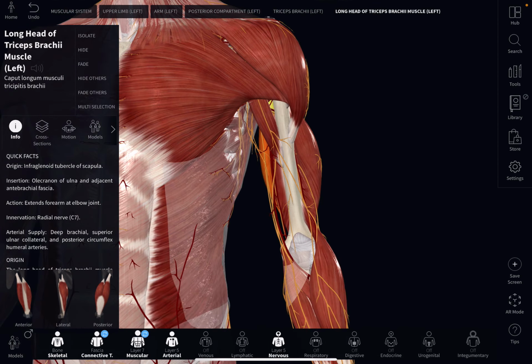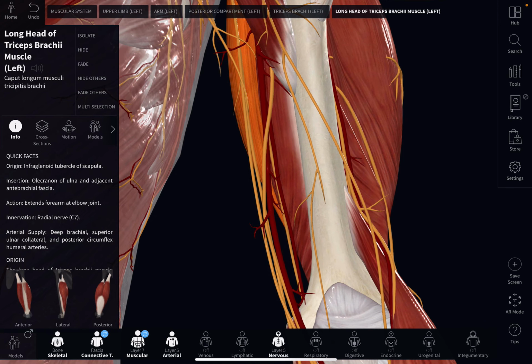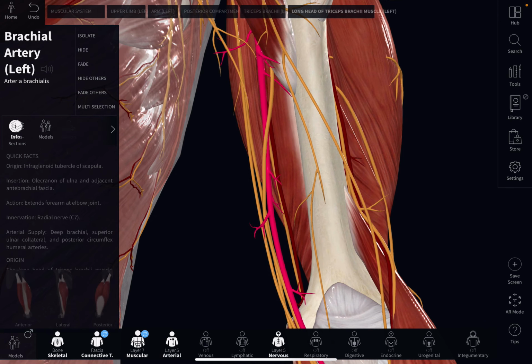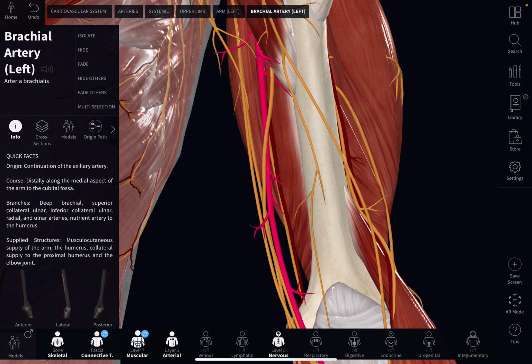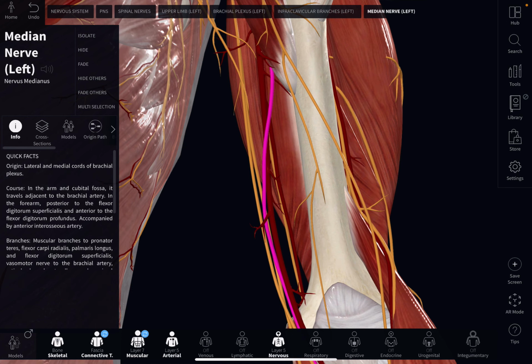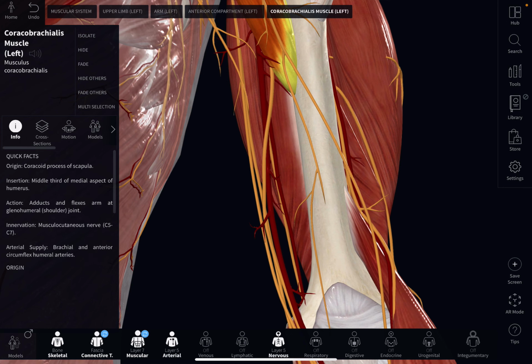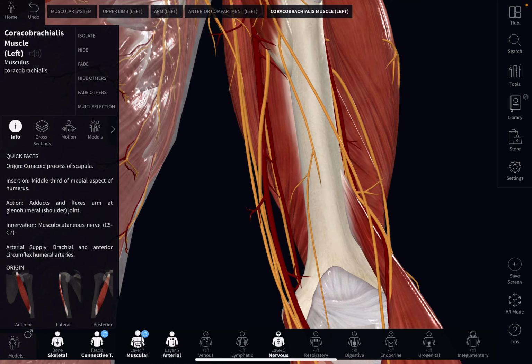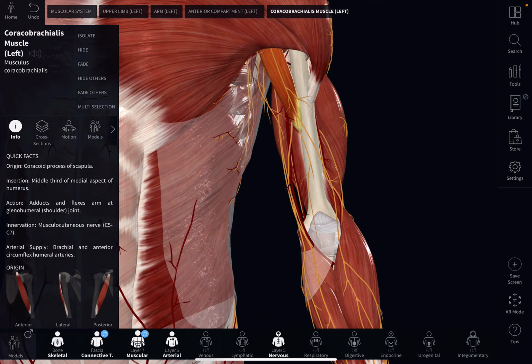So what is the structure lying lateral to the brachial artery? So here is the brachial artery. In the upper part, we can see lying lateral to it is the median nerve. And we also have the coracobrachialis muscle. So the lateral relation in the upper part is the coracobrachialis muscle and the median nerve, right? In the lower part, lying lateral to the brachial artery would be the biceps brachii muscle.